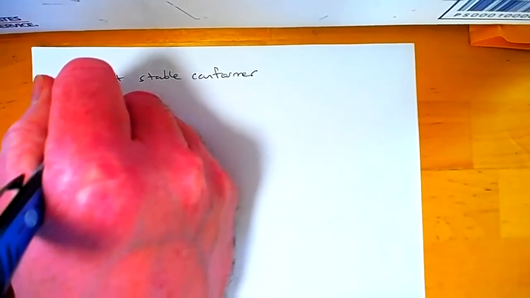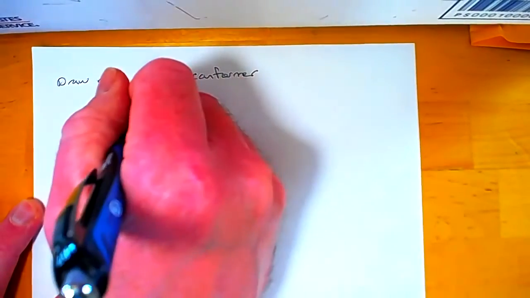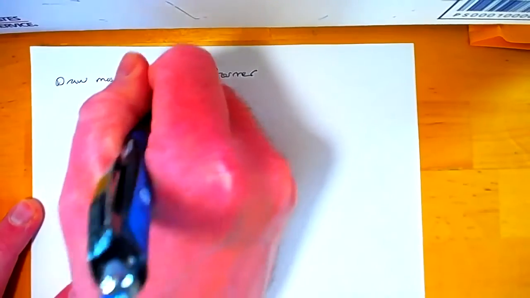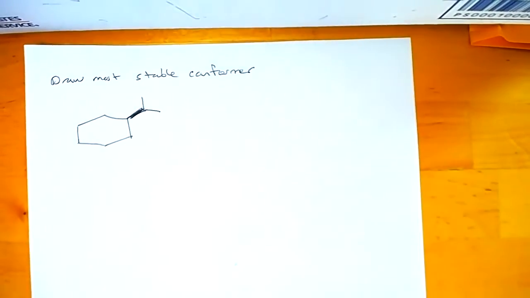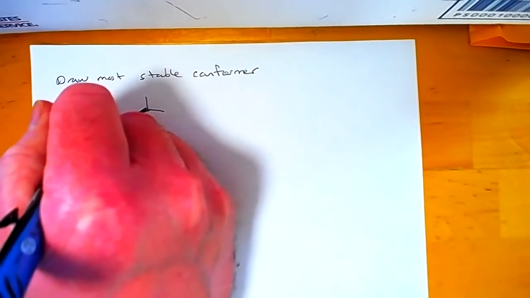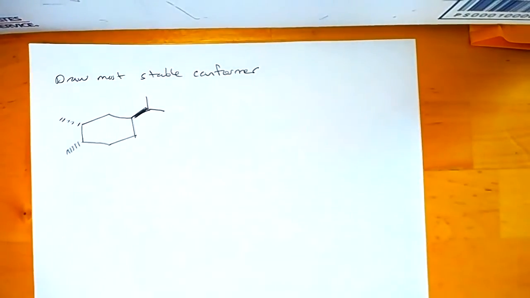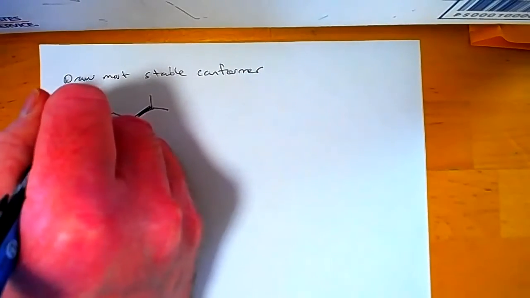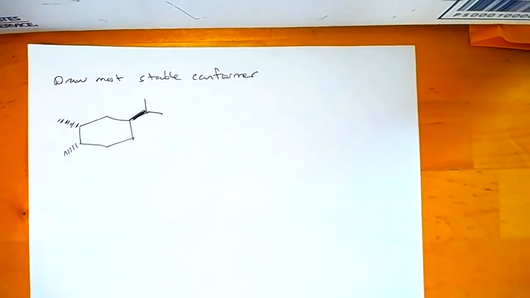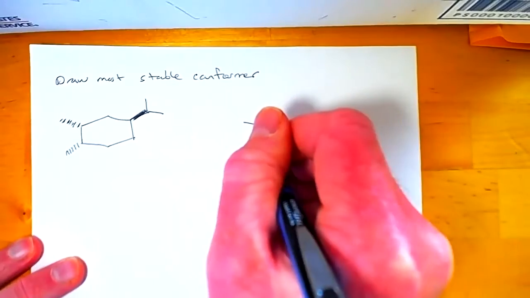All right. So I've got an isopropyl group here, and I've got a methyl group here, and a methyl group here, okay? All right, so now, how would you go about doing this? All right, so first thing I'm going to do is I'm going to draw a chair structure.